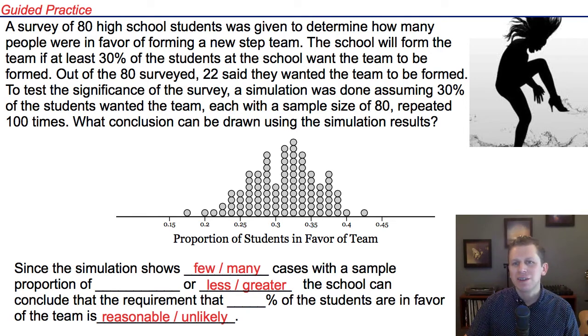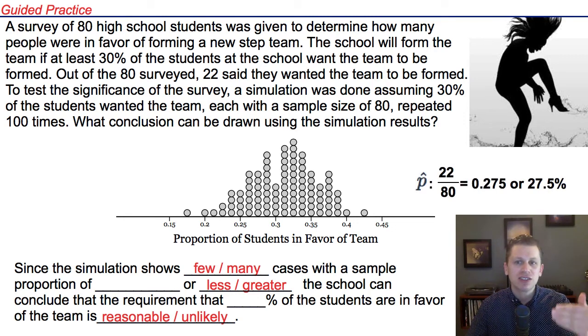The next thing to notice is what actually happened when we did this survey. Well, what happened was we surveyed 80 high school students to determine if they were in favor of the STEP team, and only 22 said they wanted the team. So when I look at this, 22 out of 80 is about 27.5% of the students. So when they did this survey, what they found was that they did not have enough students to support the STEP team.